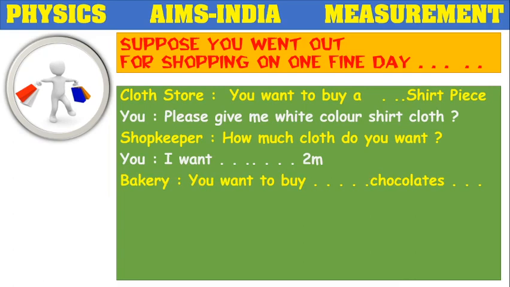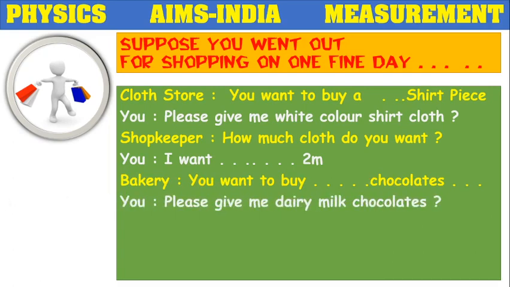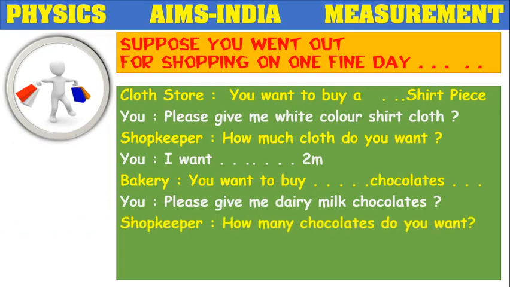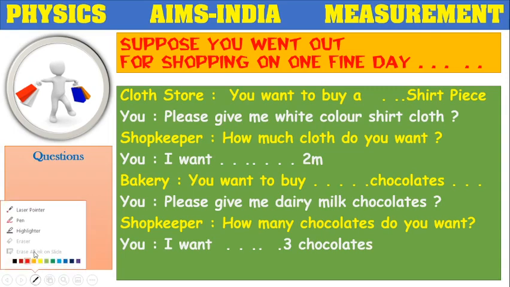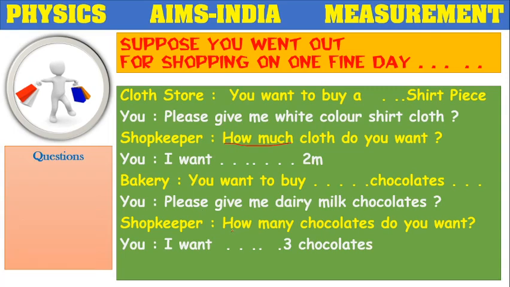Then you went to a bakery, you want to buy some chocolates. Please give me Dairy Milk chocolates, like that you have asked. How many chocolates do you want? He questioned you. I want 3 chocolates, like that you might have answered. So if you observe here, you will come across some questions like how much or how many.